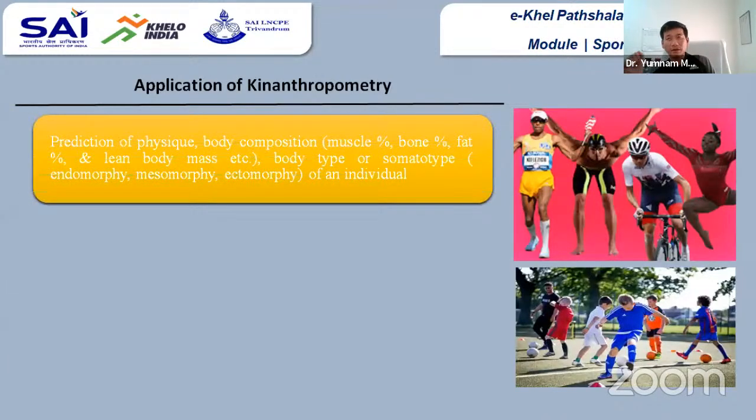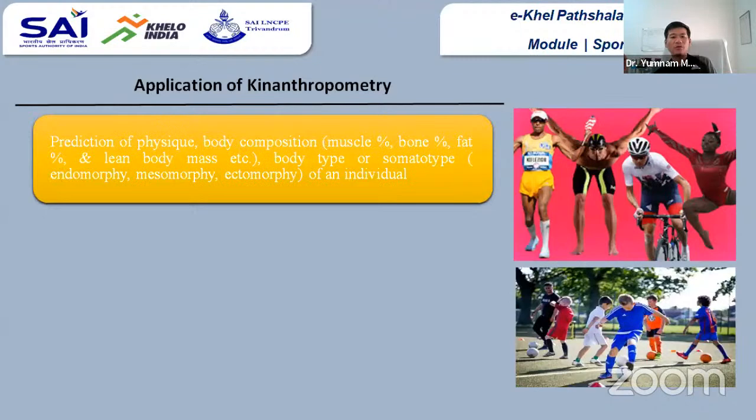And with this measurement, we can predict the physique. What type of physique he or she is having, and what it will be suitable for that kind of body. And then body composition, in that muscle percentage, bone mass, fat mass, and lean body mass, etc., can be calculated and can be monitored accordingly.